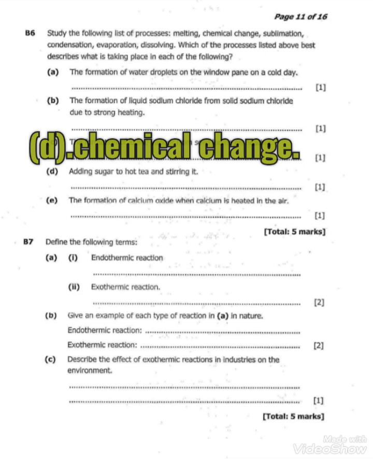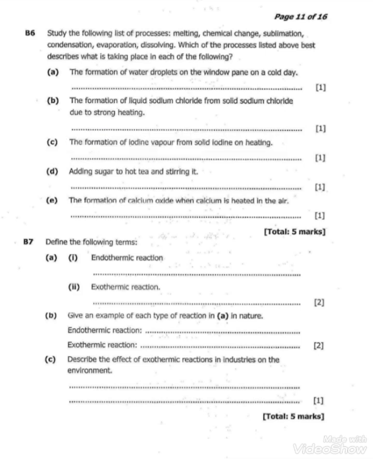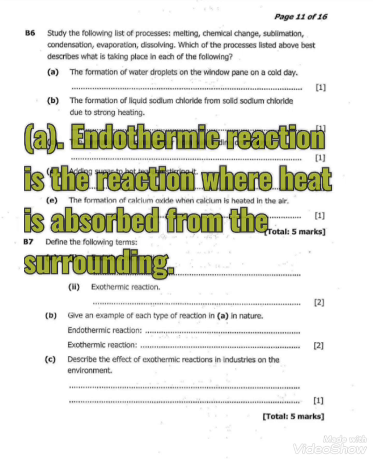B7, define the following terms: endothermic reaction and exothermic reaction. An endothermic reaction is a reaction where heat is absorbed from the surroundings, from the environment. An exothermic reaction is a reaction where heat is released to the surroundings, to the environment.